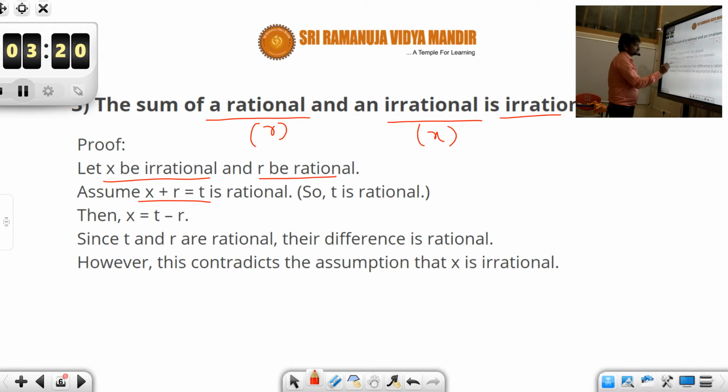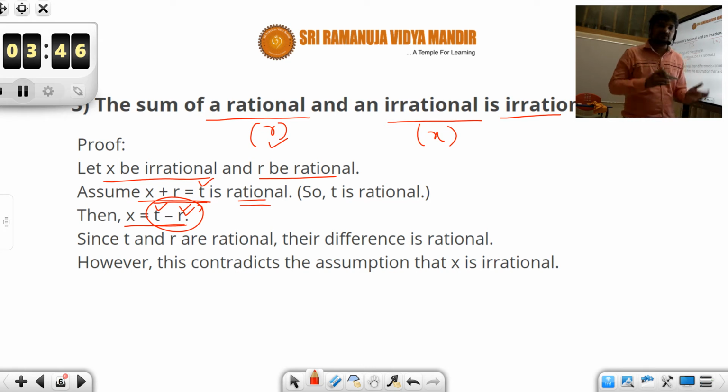Now students, see, x is equal to t minus r. If x plus r is equal to t, we can write x as t minus r. But what is t? T we have assumed as rational. What is r? It is again a rational. It is given. So t minus r is simply the difference of two fractions. So difference of two fractions is again a fraction. So t minus r is rational.